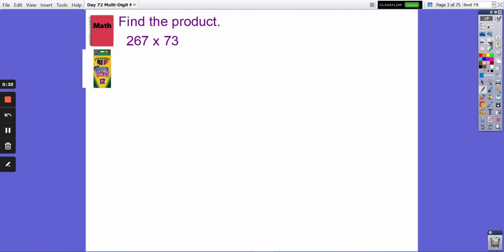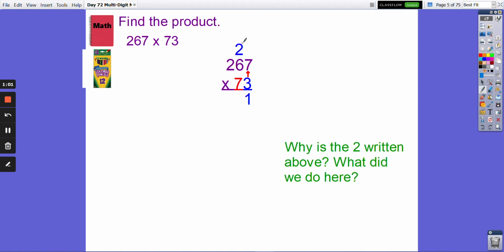Okay, so in your notes, let's go ahead, find the product of 267 and 73. So we're doing 267 times 73. Again, let's write it so the number with the most digits is on top, okay? And then we're going to multiply the bottom number's lowest place value by the top number's lowest place value. So 3 times 7, that gives us 21. We're writing the 2 above the 6 and the 1 below.